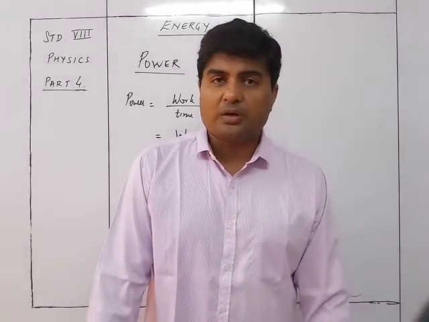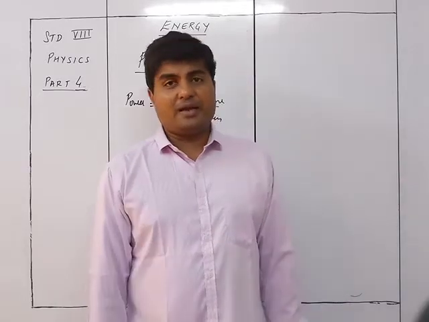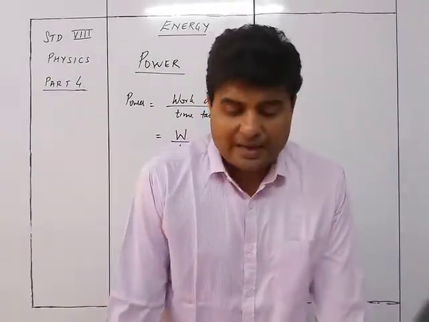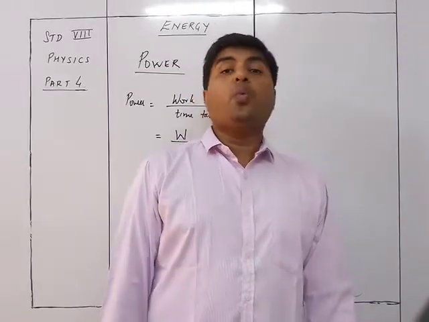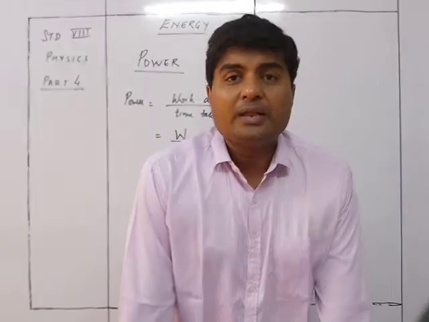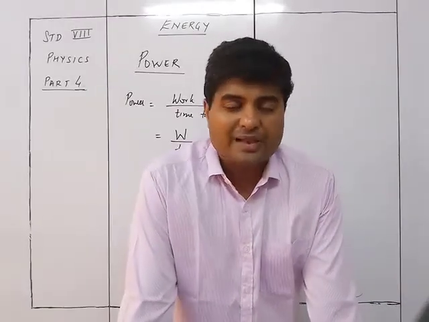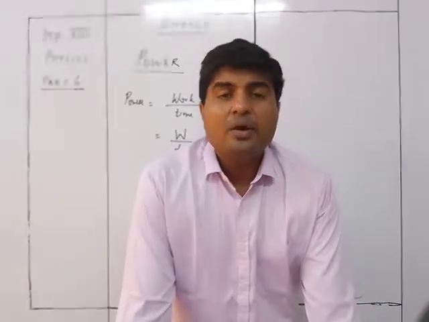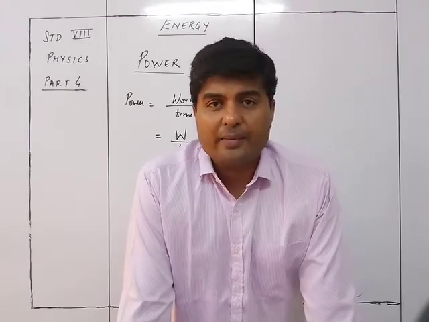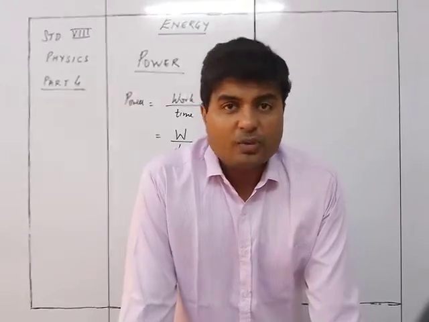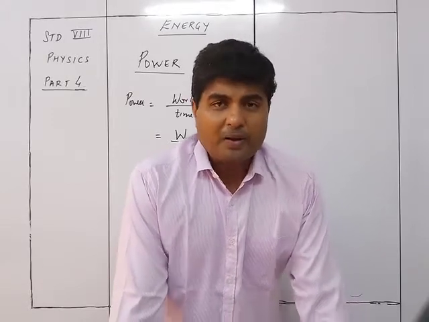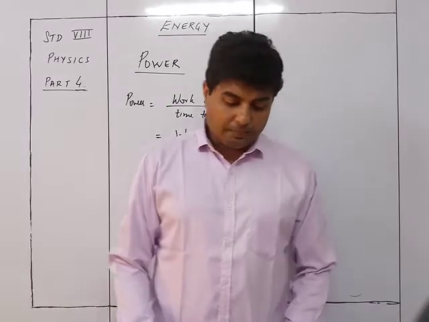The more the power, the lesser the time taken by the person to do the work. So if one person climbs the 5 stories in 1 minute and the other climbs them in 2 minutes, then the one who climbs the stairs in 1 minute has more power than the one who climbs in 2 minutes. So that's why power and time are inversely related. The more the time taken, the lesser the power.